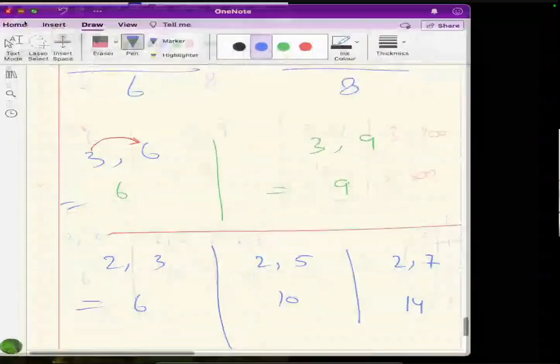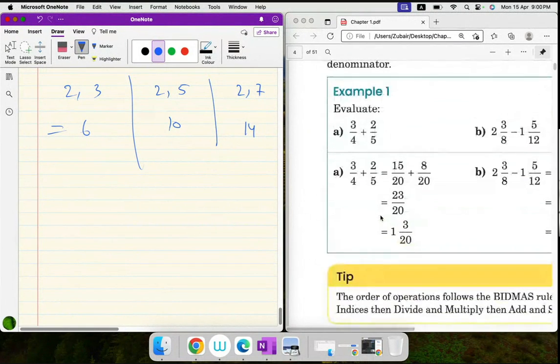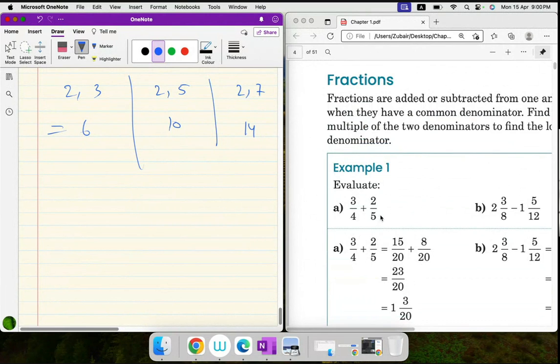Let's try some fraction questions. These are solved questions.